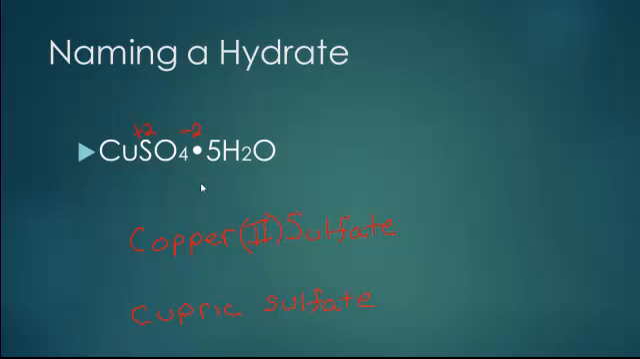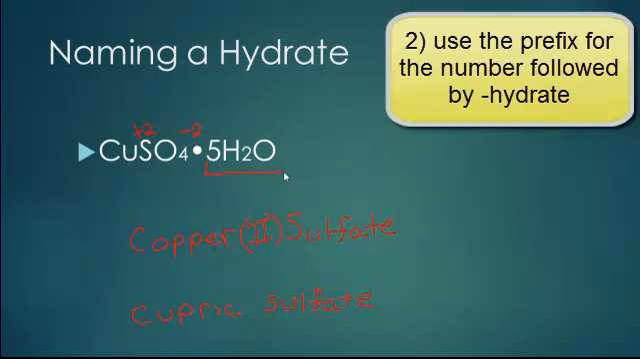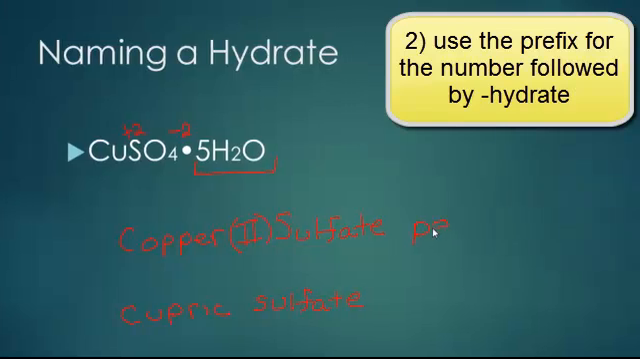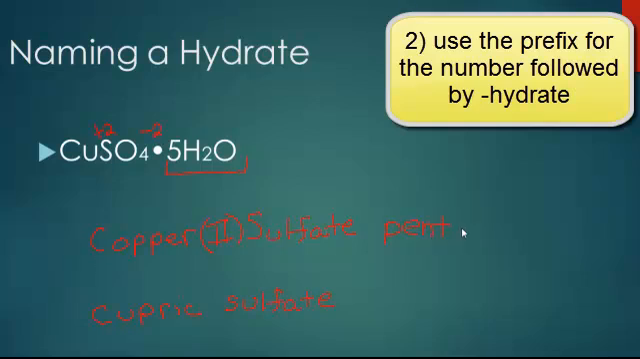And then it still has this water at the end. So you're going to go back to your prefixes, and the prefix for 5 is penta. So it's going to be copper 2 sulfate penta. And then in place of water, you write the word hydrate. So the penta is from the 5, and the hydrate is from the water.